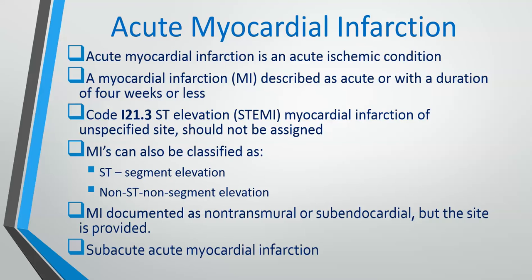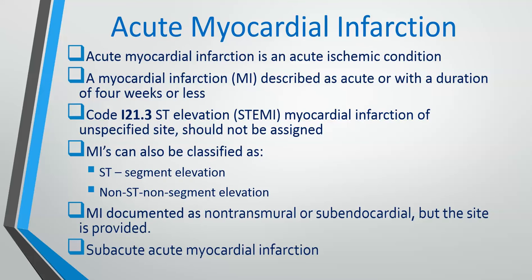The sequencing of the AMI codes is basically determined by the circumstances of the hospital admission. So if a patient is admitted for an acute myocardial infarction but has a subsequent AMI while in the hospital, the initial I21 code would be sequenced first as the reason for the encounter and the admission. The I22 subsequent AMI code is sequenced as a secondary diagnosis. So just keep this in mind.